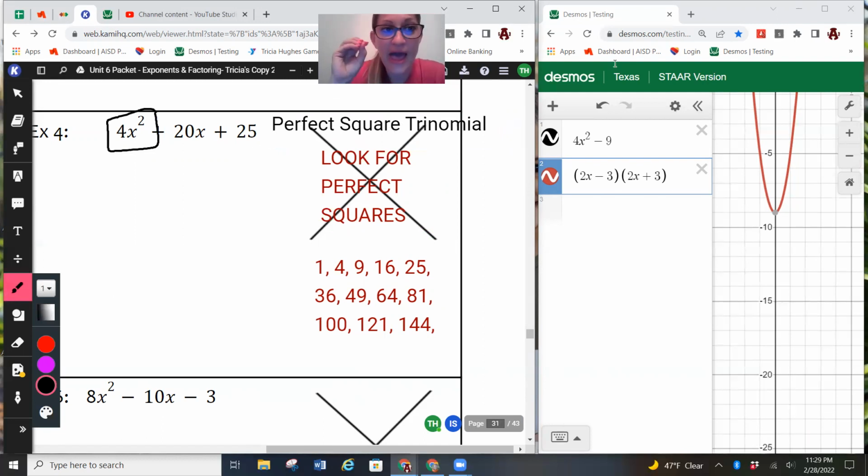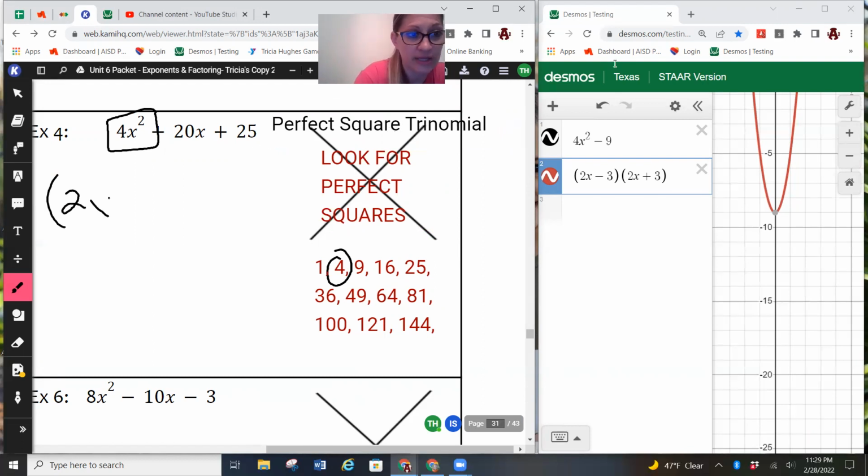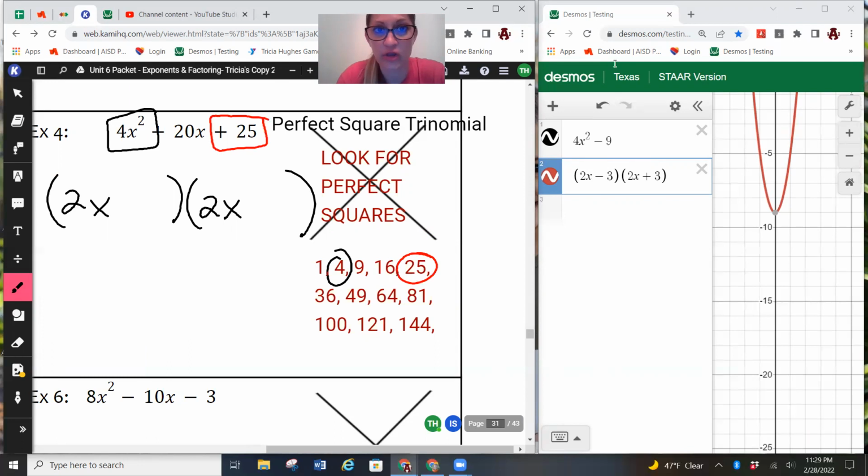We're going to go back. How do I break up a 4x squared? Because 4 is a perfect square. Well, again, it's the same as the other one. 2x times 2x. Okay, next, 25 is another perfect square. That's why this is a perfect square trinomial, because the A is a perfect square, the C is a perfect square. Okay, A and C are perfect squares. You're going to use this strategy. So what multiplies to 25? It's the same number times the same number. Yeah, that's right, 5.